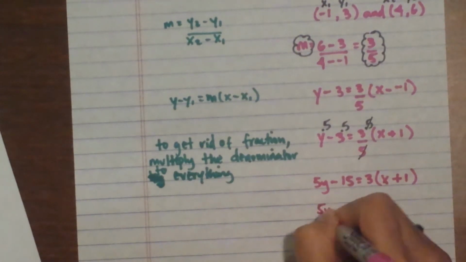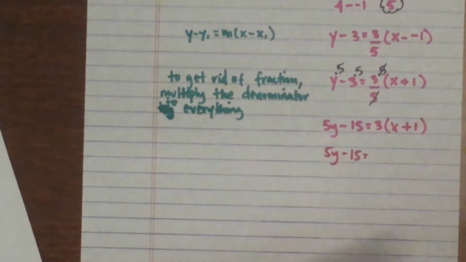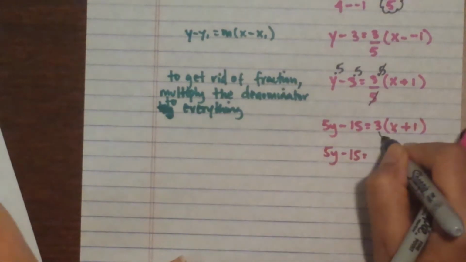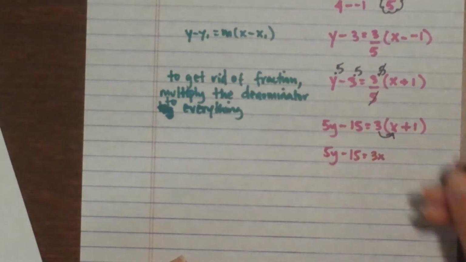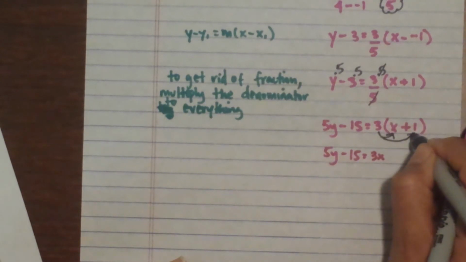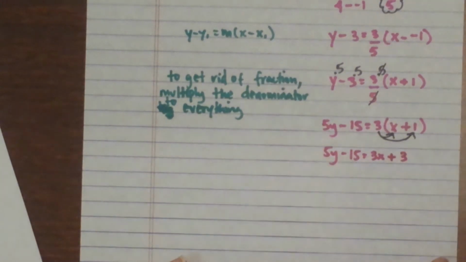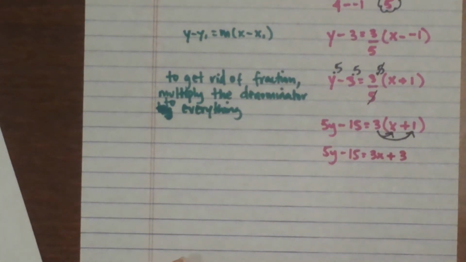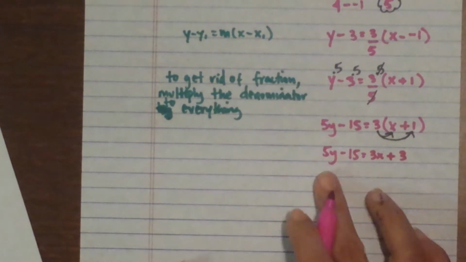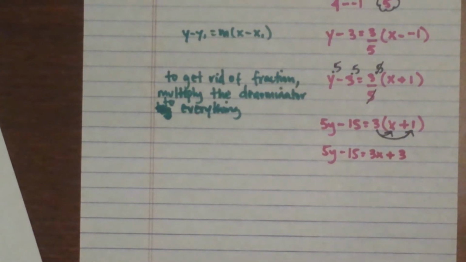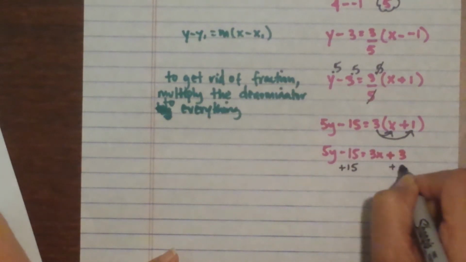I'm going to get 5y minus 15 equals, and I'm going to say hi to everyone in the house. So my 3 is going to say hi to the x, so it's going to become 3x. And then my 3 is going to say hi to the 1, because we are not rude. 3 times 1 is 3. Okay, perfect. So I said hi to everyone in the house. Remember, I want to get y by itself, so I need to get rid of everything that's bothering my y. So I'm going to add 15 to both sides so I can get rid of this 15.